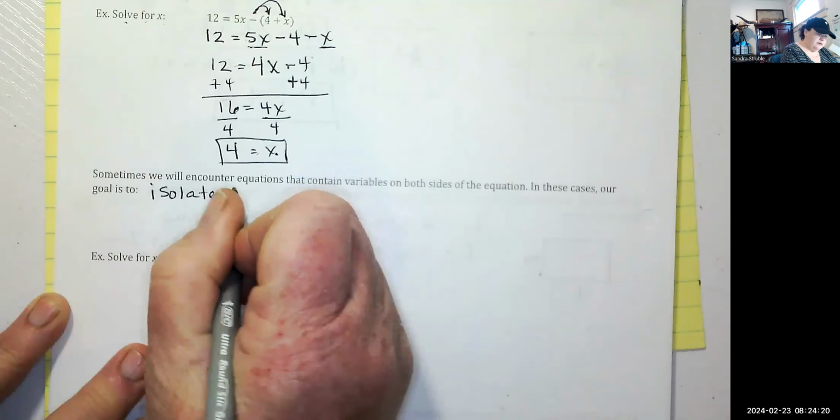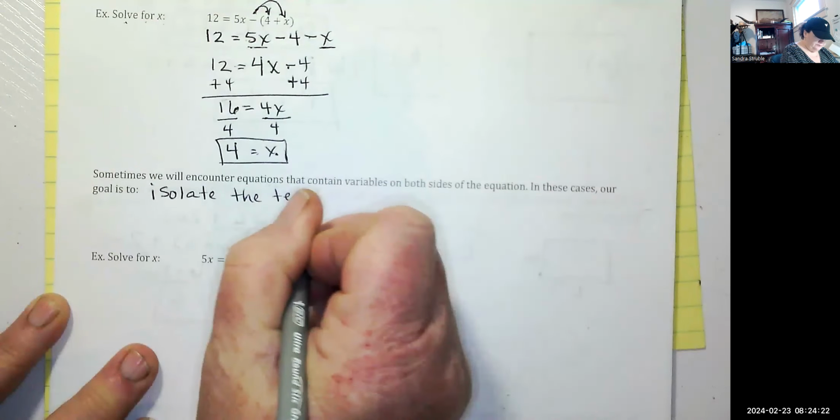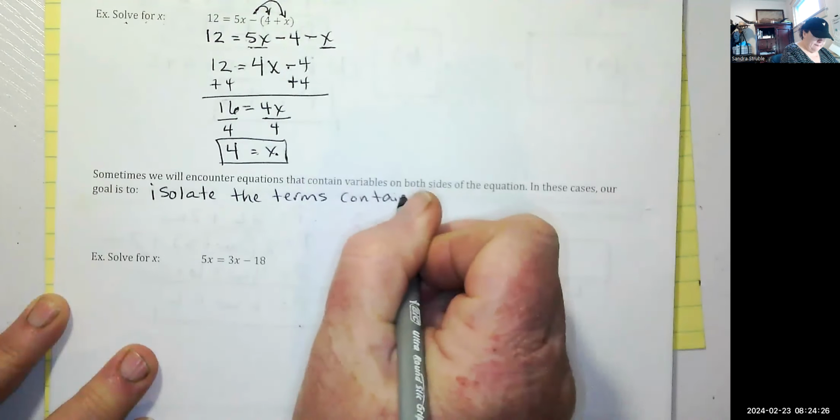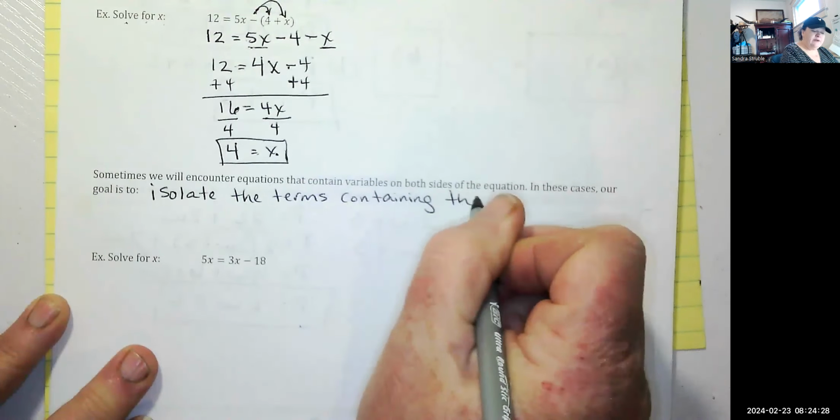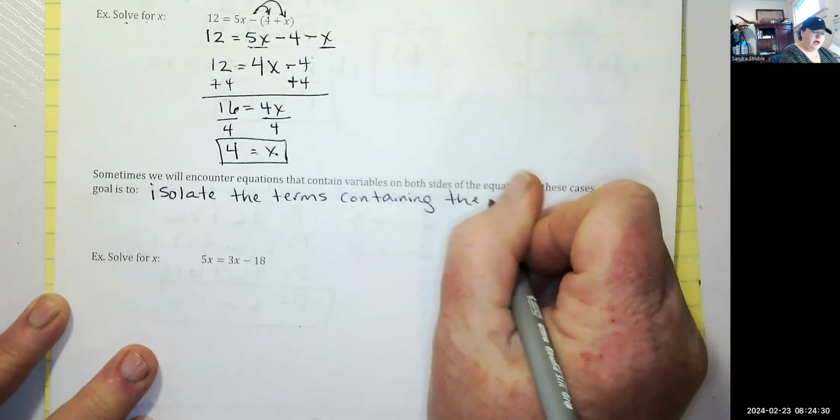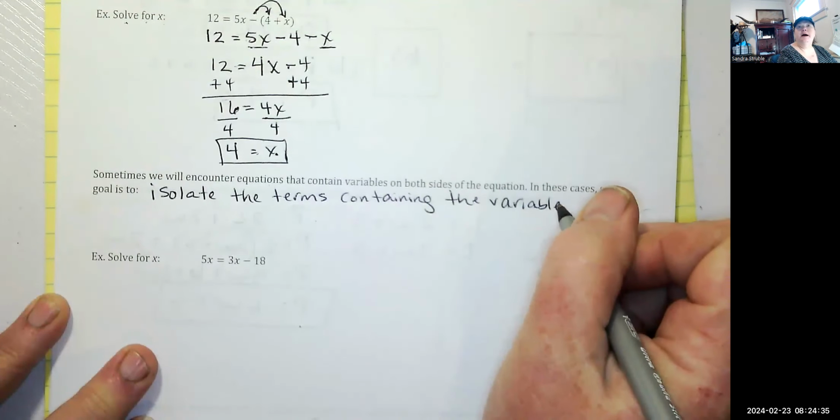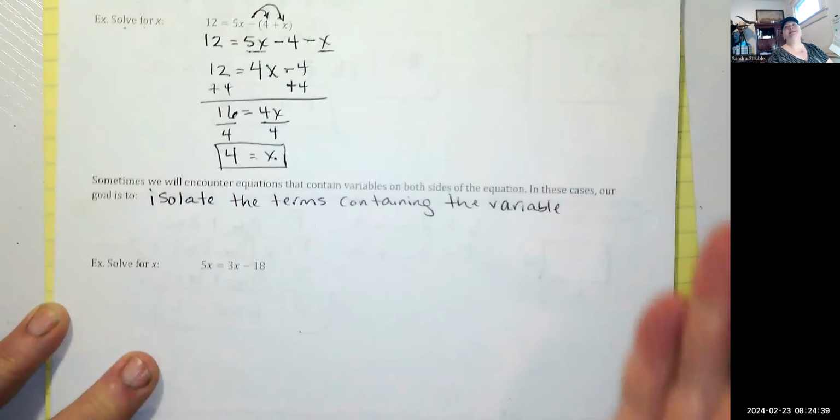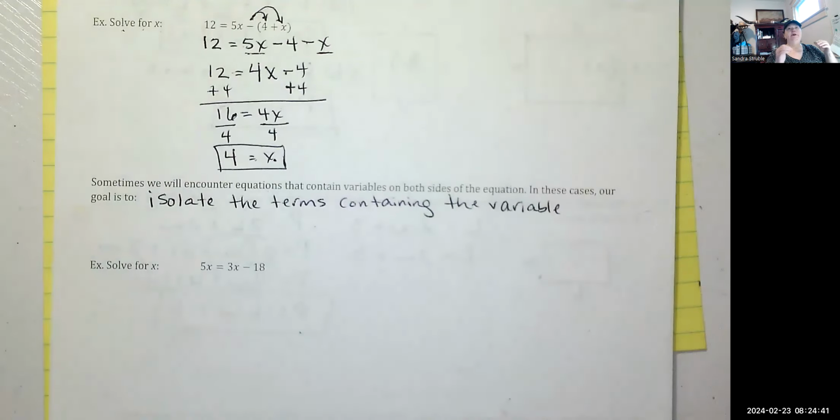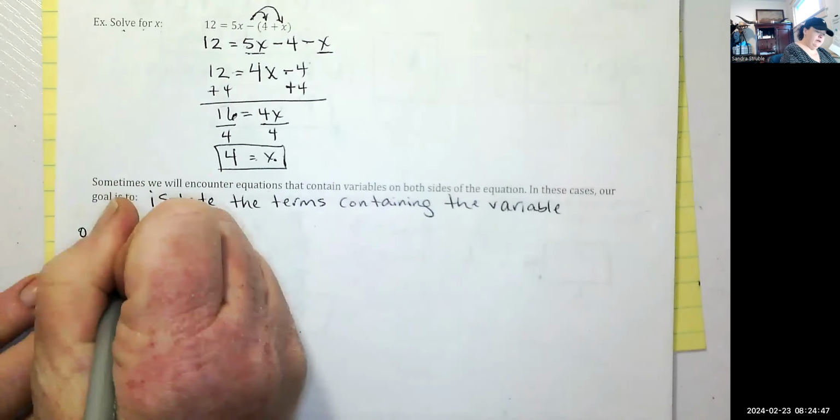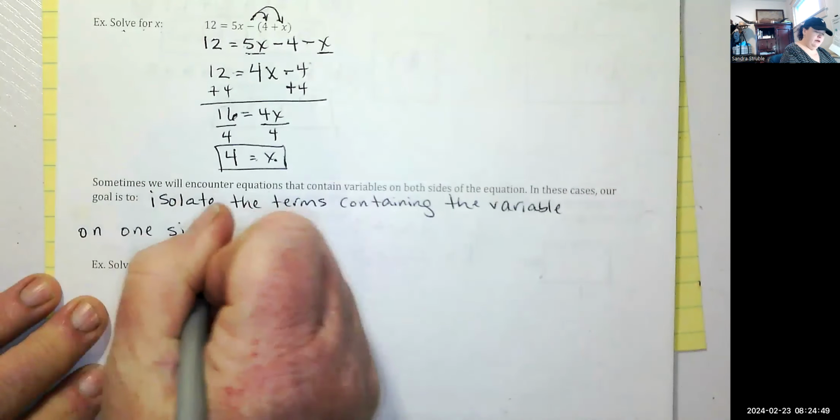The terms containing the variable. Please feel free to put this in your own words. This is the same thing as me saying isolate x on one side, because x is not always the variable. So whatever you need to put it into your words to ensure that you have that: containing the variable on one side of the equation.